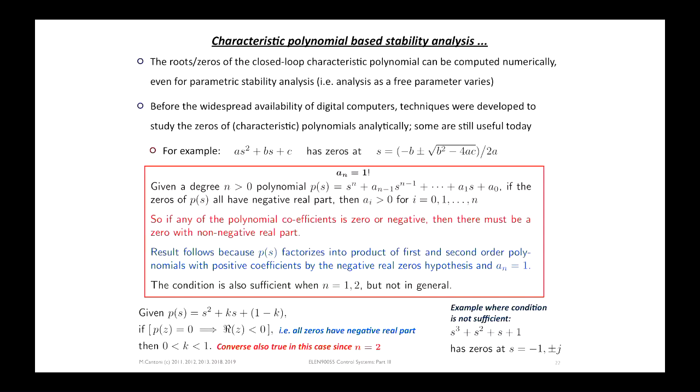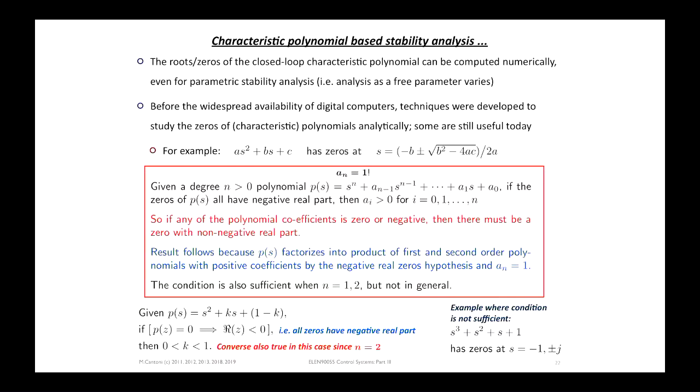So, in principle, given a polynomial, you can use a computer to tell you where the zeros are. So you can evaluate the zeros numerically. All right? And you could even use that to do parametric stability analysis. Okay? But it's useful to use other tools that don't rely on numerically determining where the zeros of the characteristic polynomial are in the design process.